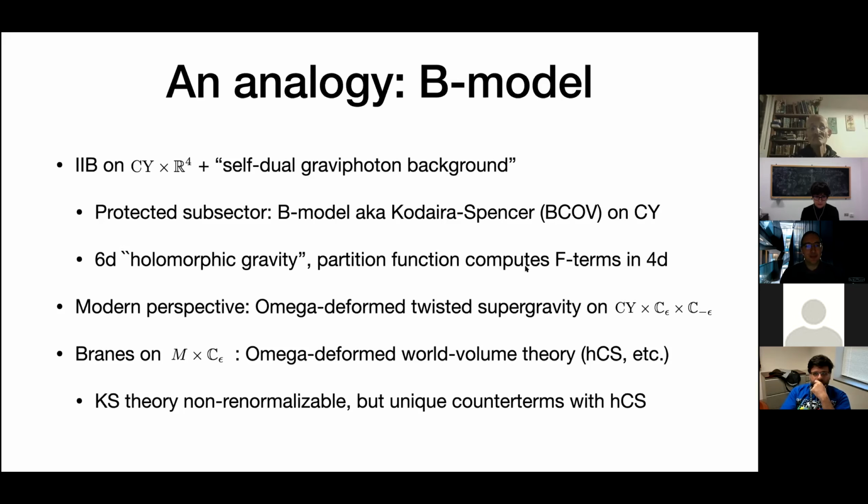A slightly more modern perspective is that this is an omega-deformed twisted supergravity background. So I will describe what twisted supergravity is in a later slide briefly. But the idea is that you can take Calabi-Yau times R4 and turn on a certain isometry of R4, which rotates the two planes in opposite directions, in such a way that the whole theory localizes on configurations which are fixed by this isometry. And this is why the ten-dimensional type IIB gravity becomes a six-dimensional theory.